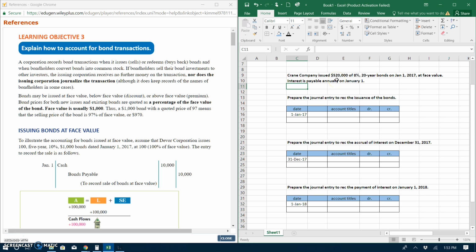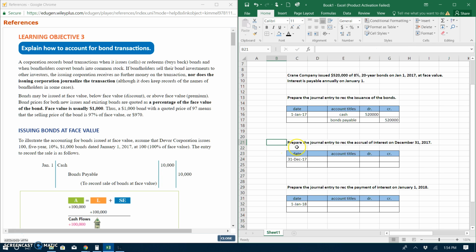Pretty simple. We just do that at the being again face value. We're going to use the 520,000. We're going to debit our cash for that 520,000, and then our bonds payable to balance it out. We'll go ahead and credit our bonds payable for another 520,000. All right, pretty simple. Having it at face value makes it easy.